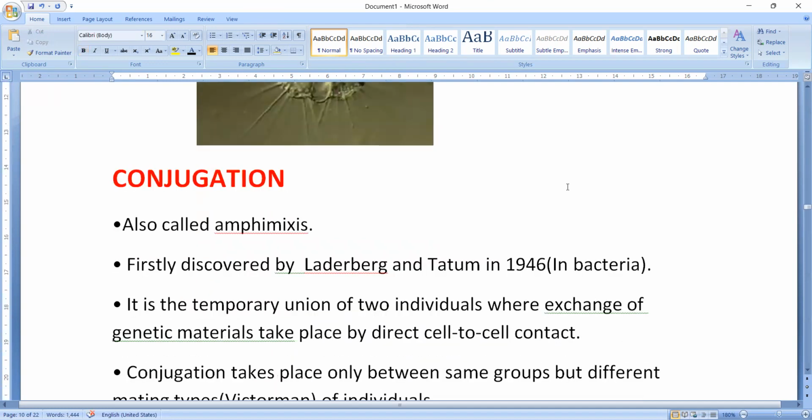Then the important kind of sexual reproduction in protozoa is conjugation. Okay, so it is otherwise called amphimixis also. Okay, so firstly it was discovered in bacteria by Lederberg and Tatum.